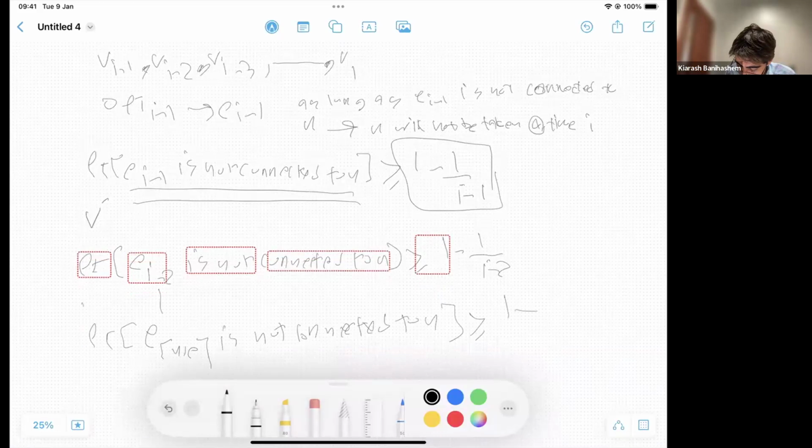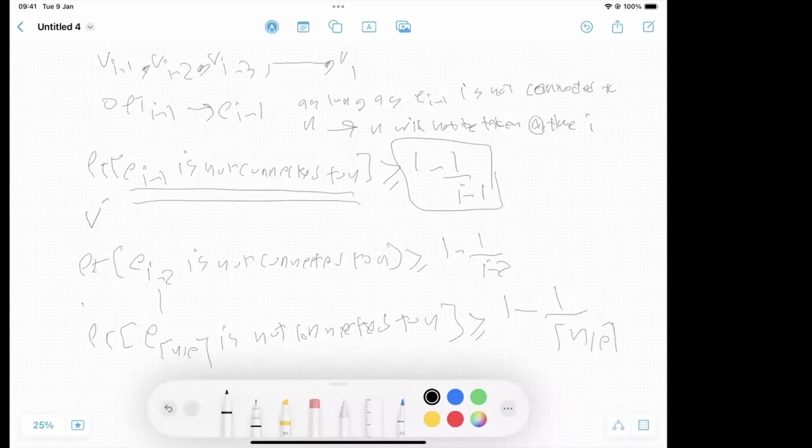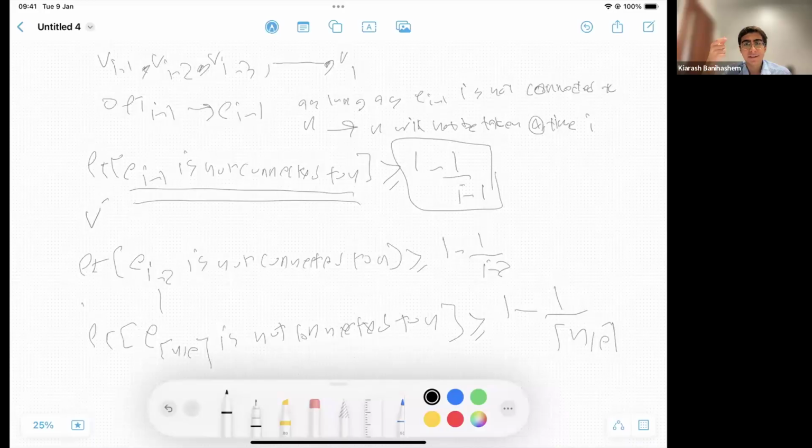Is bigger or equal to 1 over 1 n over E, right? And I actually don't need to go past this point, because the first n over E vertices are not selected at all, so I don't really need to consider them.